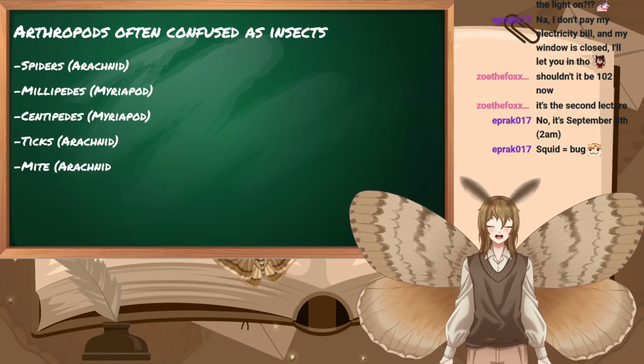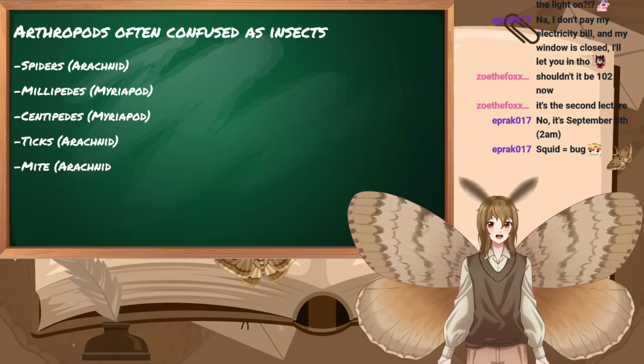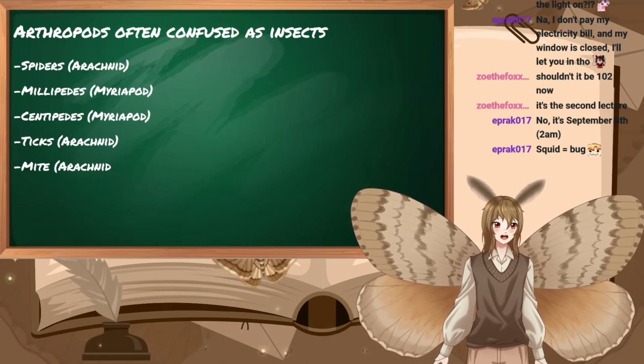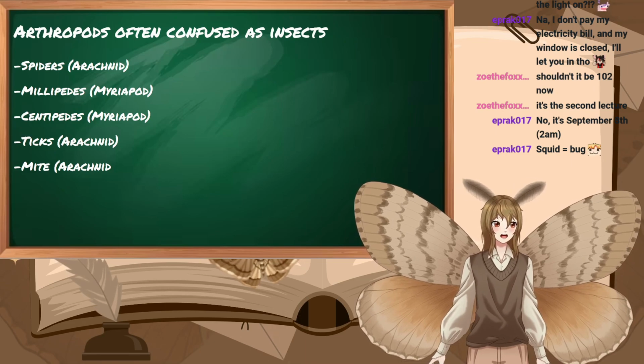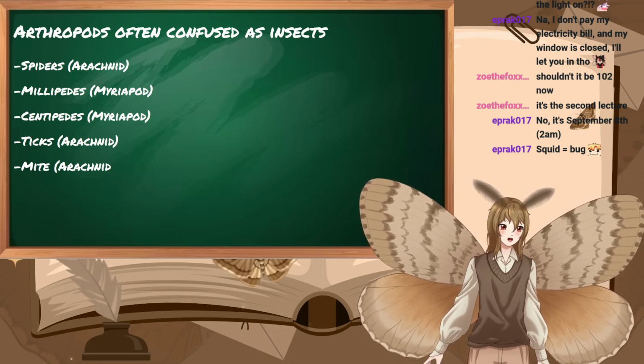So a lot of people would say spiders are insects, maybe millipedes are insects, maybe centipedes, maybe ticks, and maybe mites. Mostly it extends to arachnids because they're the closest relatives most people know. So land arthropods often get called a bug or an insect.